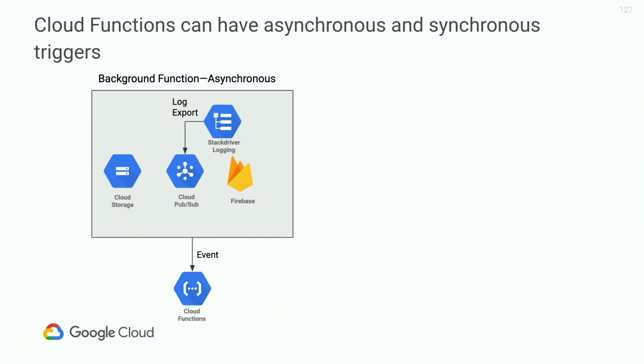The second thing you can connect to is Pub/Sub. Let's say you are importing logs from Stackdriver Logging. You can have a Cloud Function that subscribes to the Pub/Sub topic and does the processing later on. The third example here is Firebase. Of course, Firebase is already integrated, so you can also subscribe to those Firebase events as well.